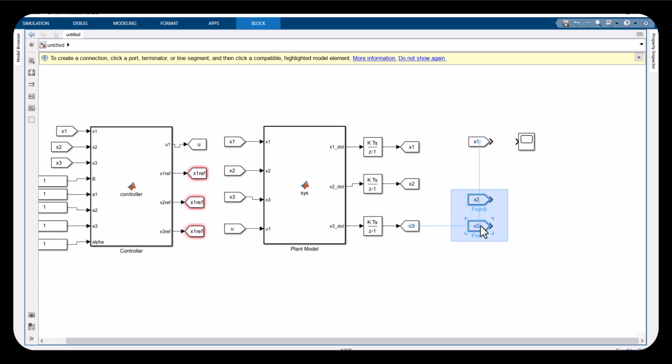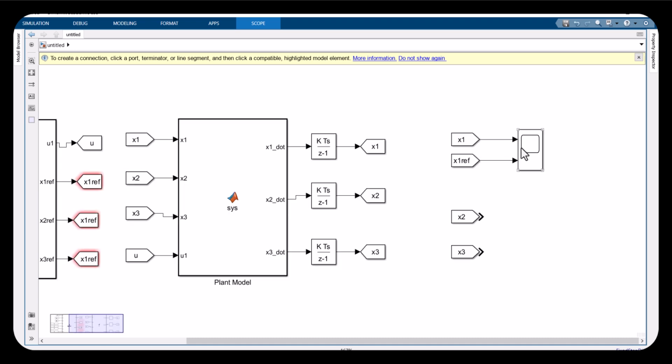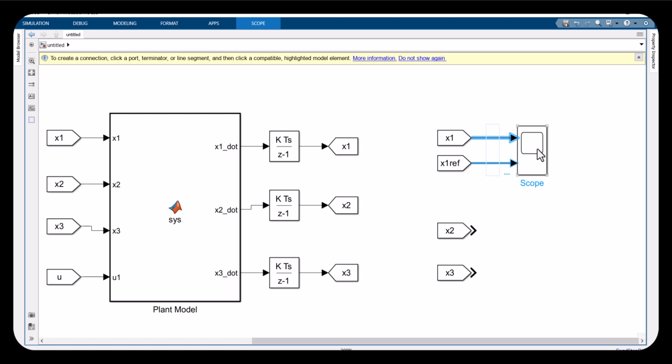So okay, what I would want is to use x1 and x1 reference with this scope. So this is x1 and this is x1 reference, so I can just compare using a single scope. Okay, so I can just copy paste this two times more.